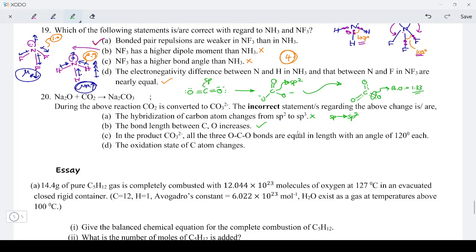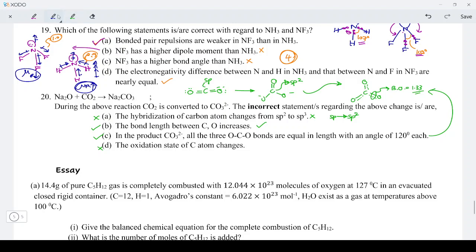In the product carbonate, all carbon-oxygen bonds are equal. Yes, that's what we just discussed. If you consider the hybrid, these statements are going to be true. You must consider the hybrid, because that's the actually existing, real structure. And the last one, the oxidation state of the carbon atom changes. Does it? No, the oxidation state doesn't change, because it's not a redox reaction.